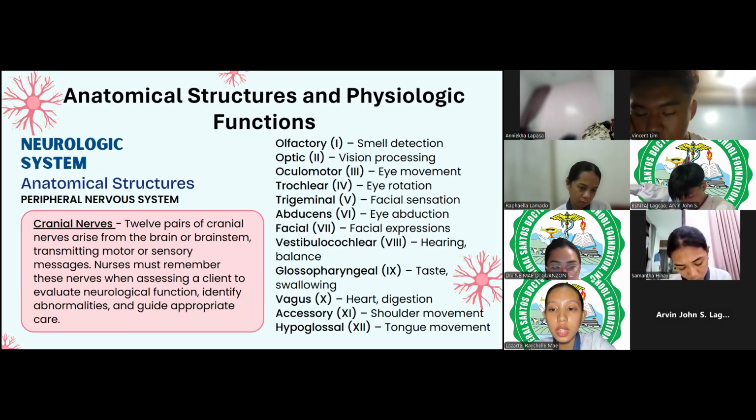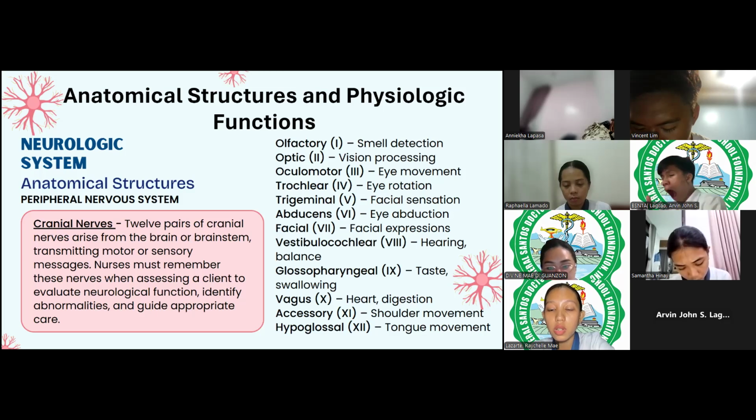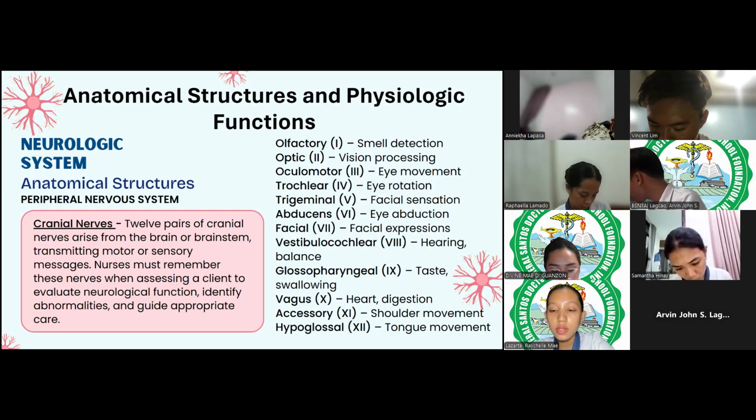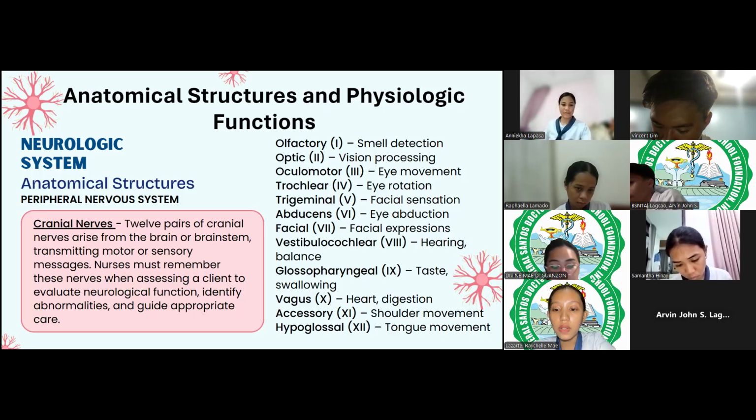First, the olfactory, for smell detection; optic, vision processing; the oculomotor, eye movement; trochlear for eye rotation; trigeminal for facial sensation; abducens for eye abduction; facial for facial expressions; vestibulocochlear for hearing and balance; glossopharyngeal for taste and swallowing; vagus for heart and digestion; accessory for shoulder movement; and hypoglossal for tongue movement.